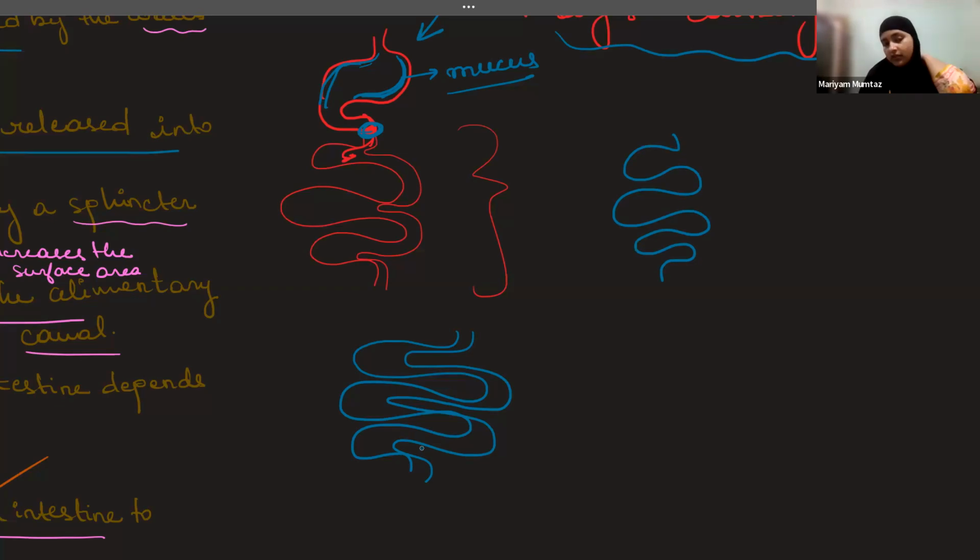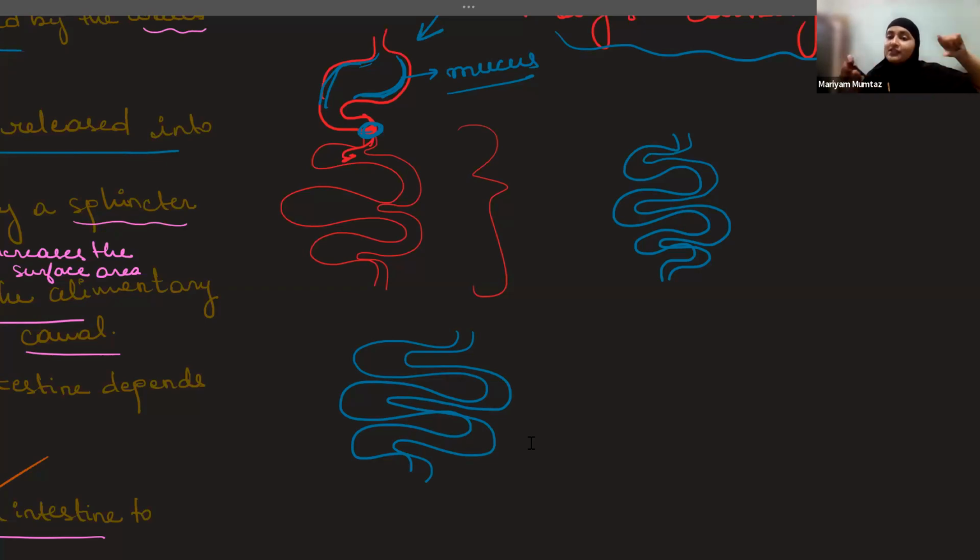Can anybody tell me why it is convoluted? Why is it folded in such a weird way? Any idea? Increase surface area. 100%. So as to increase the surface area. Also, the small intestine is a really long organ. And us humans, we have an average height, isn't it? Some of us are smaller, some of us are taller, but there is an average height, right?